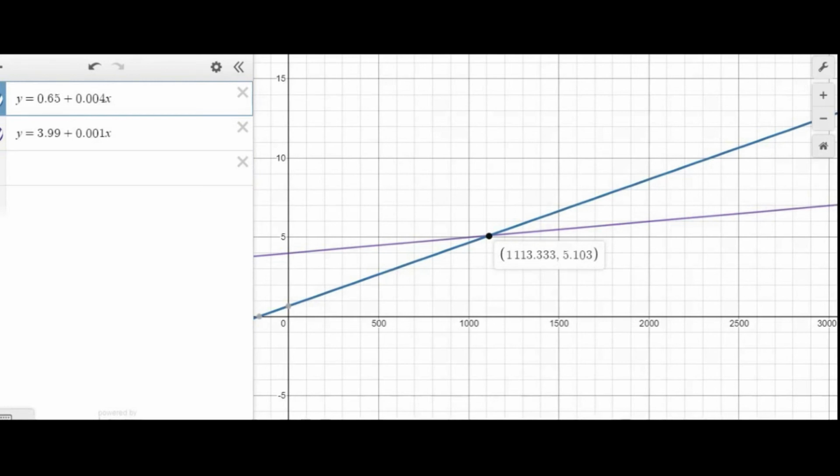At 1,113 hours, the fluorescent light bulb becomes cheaper. So question C is 1,113 hours, and the answer for D will be how much it costs for 1 year of constant use.